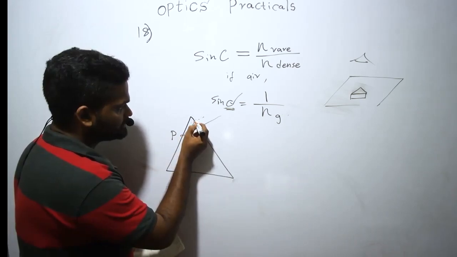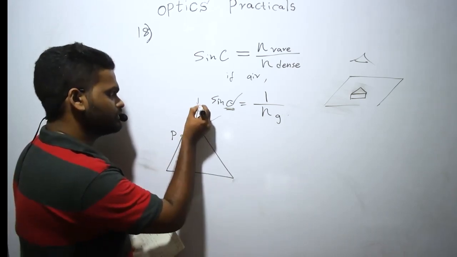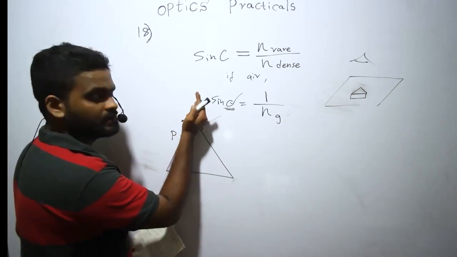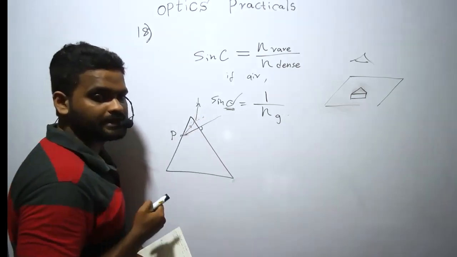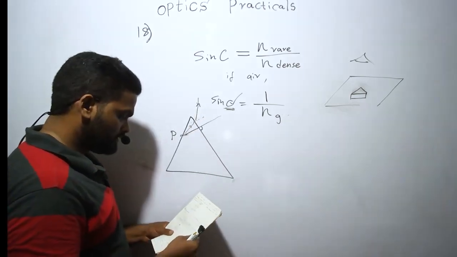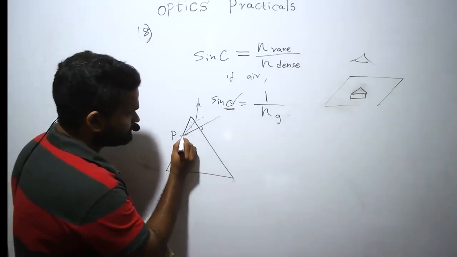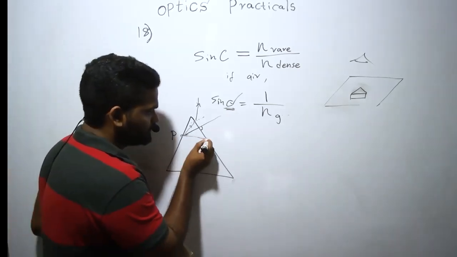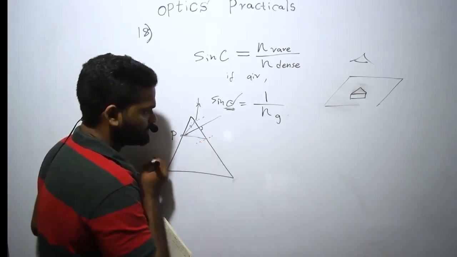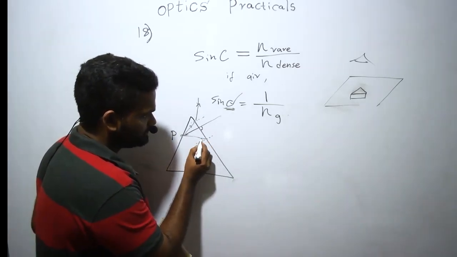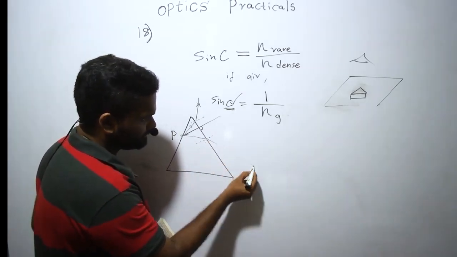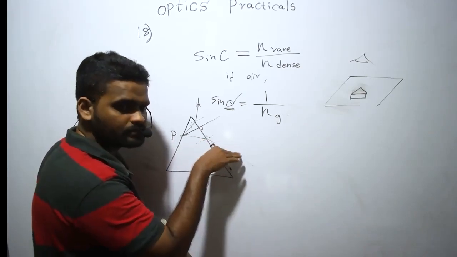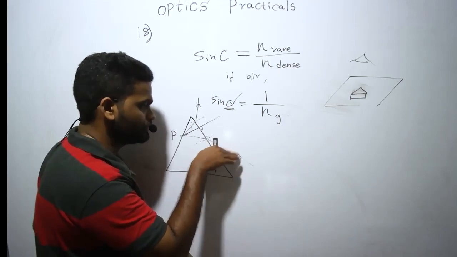Then what direction would this move? Away from the normal. It would be incident here and move away from the normal. And it goes like this. Then you can think about a ray like this. Draw a normal. Then that also goes away from the normal. You always have to draw a normal, right? Otherwise you don't know whether it is away or not.